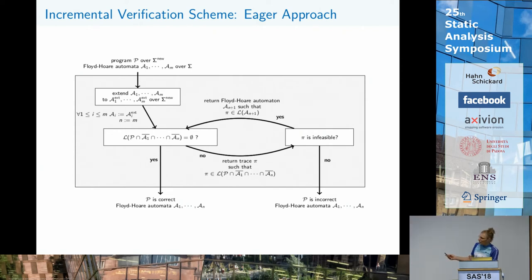And now the first version of this algorithm is called the Eager algorithm. What does it do? It starts with all those automata and first takes the new program and just subtracts all the new automata. Okay, because then there is at the beginning only left what we have to analyze anew.